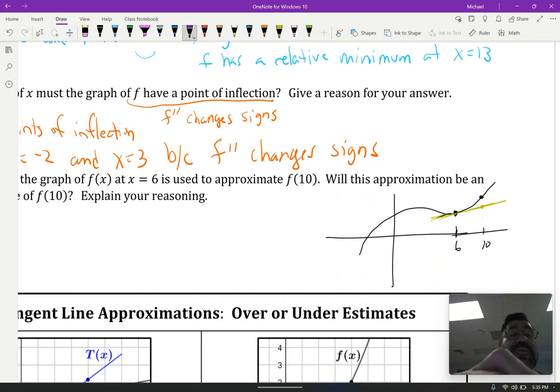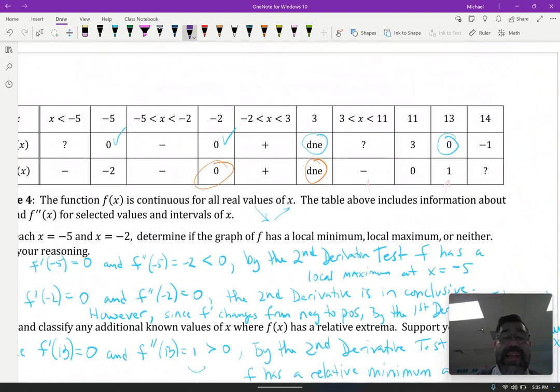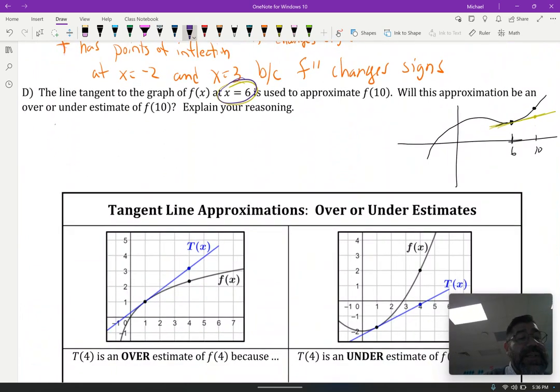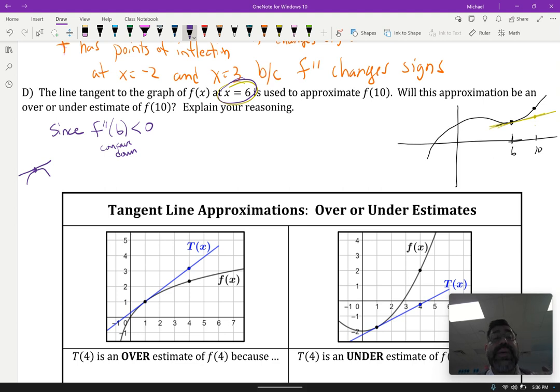Well, if you go check at x equals 6, let's go to the table. At x equals 6, that would be in this window. My second derivative is negative. Okay, so this is what I'm going to say. Since f double prime of 6 is less than 0, that means I have a concave down situation. If I have a concave down, when I draw that tangent line it's going to be above the curve, so it's going to be an overestimate.